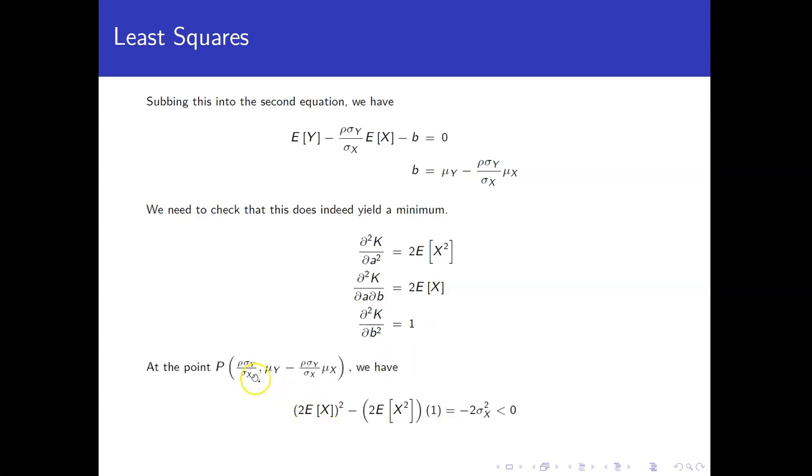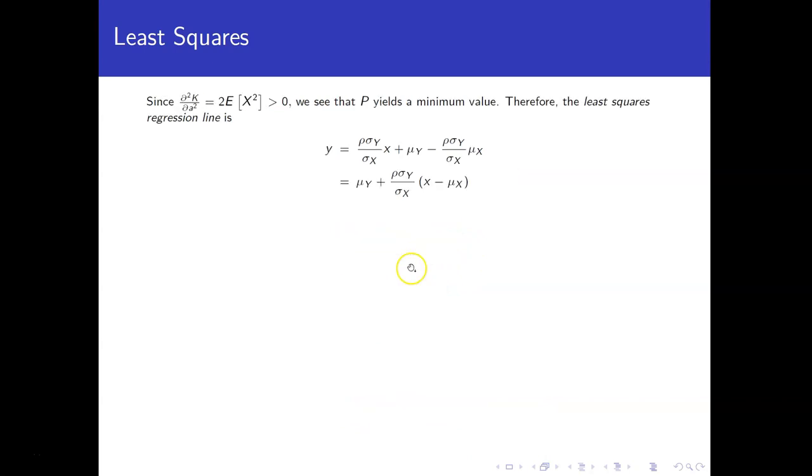So now at the point a comma b, for the a and the b value that we found, you do the mixed second partial value squared minus the product of the other second partial terms. We find out that we have a negative number here, because we have negative 2 times the variance. If you factor out a negative 2 here, you'll see that. All right, so since that expression is negative, and since this one is positive, we really do get that that point P that we had is a minimum value.